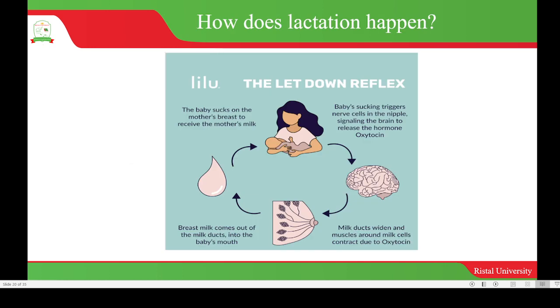So this is basically a diagram that shows you how lactation happens. The baby sucks on the mother's breast to receive the mother's milk. The baby sucking will trigger the nerve cells in the nipple to signal the brain to release the hormone oxytocin. Then a rush of oxytocin into the breast will cause the milk ducts to widen and the muscles around the milk cells to contract, and therefore breast milk will come out of the milk ducts into the baby's mouth.